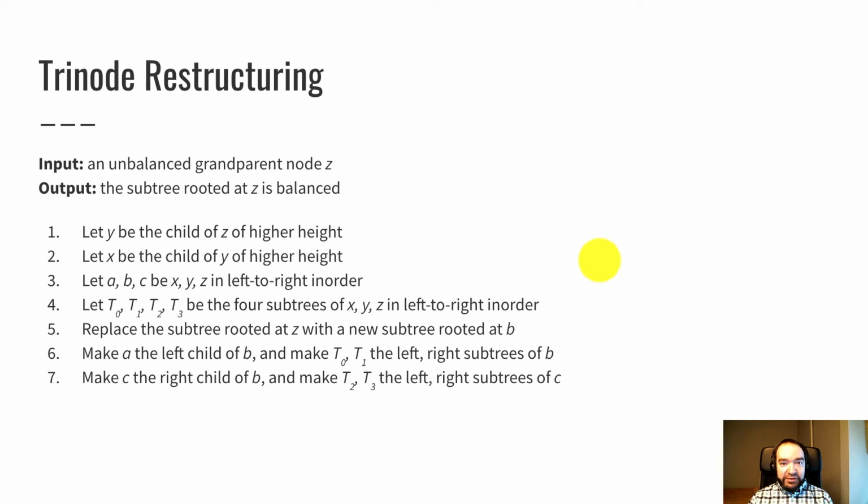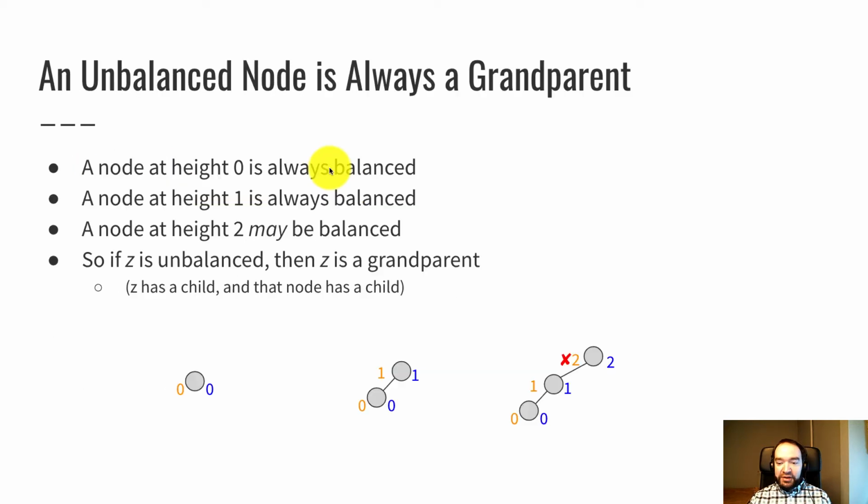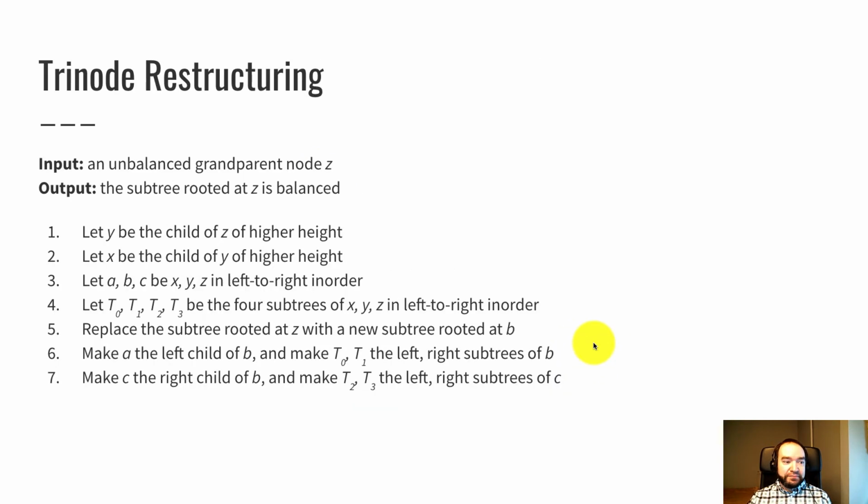So here's the pseudocode for the trinode restructuring operation. It's actually not that hard to do. It's a little bit wordy to define. So the input to this is an unbalanced grandparent node Z. So we're going to call Z the node where we notice the imbalance. Over here, that would be the root. It's a node with a balance factor of 2.